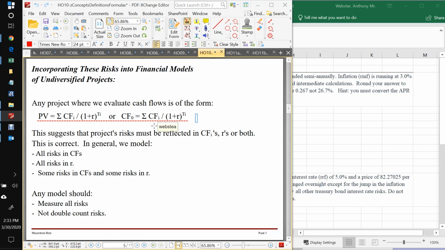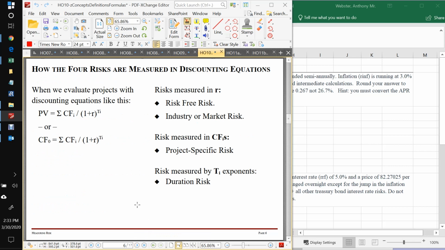So that's built in naturally to the model. For the rest of the risks, we have to choose: do we want to put them in the cash flows, or do we want to put them in the interest rates, or some combination? And any model that we have should measure all our risks and not double count our risks.